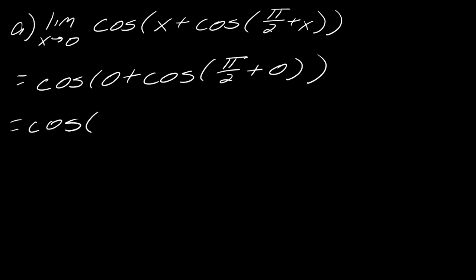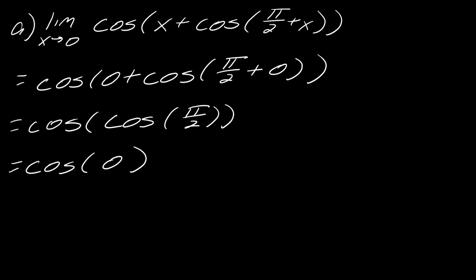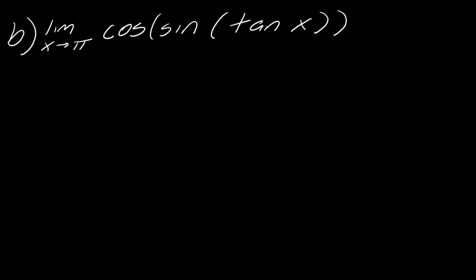As we work through this, the 0 is going to have no bearing. This is going to be just the cosine of pi over 2. What is the cosine of pi over 2? It is 0. And then what is the cosine of 0? It is 1. So that's all you have to do with examples like this. It's all about when you know that something is continuous. That's really, really key.